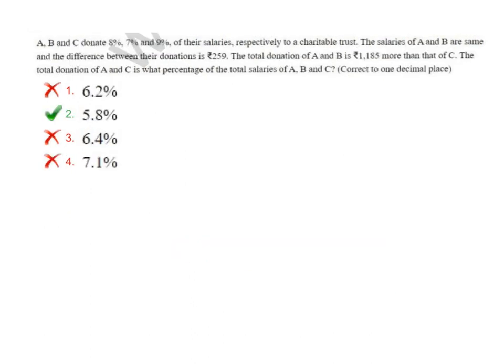A, B, C donate 8%, 7% and 9% of their salary respectively to a charitable trust. The salary of A and B are same and the difference between their donations is 259. The moment they say their salaries are same and their donations difference is 259, so 8% and 7%, the difference is just 1%. If 1% is 259, which means the complete donation of A is 25,900. B is also 25,900.